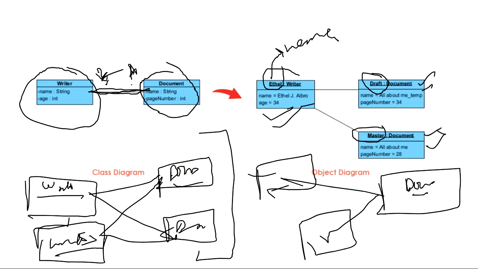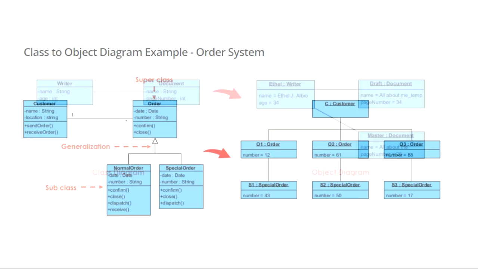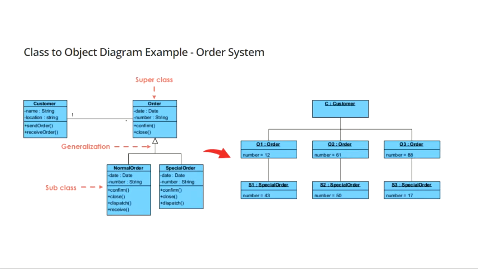Sir, in inheritance we don't have a multiplicity? Where? In this diagram you are saying, here there is no multiplicity, no? In inheritance basically we don't show multiplicity because it doesn't make sense, right? What is inheritance basically? You are generalizing these two classes. Inheritance is not that order has two normal classes and two special orders. Generally, you don't give multiplicity in inheritance because that doesn't make sense.